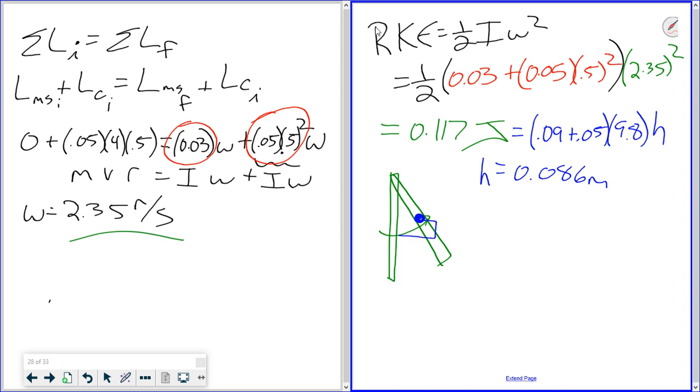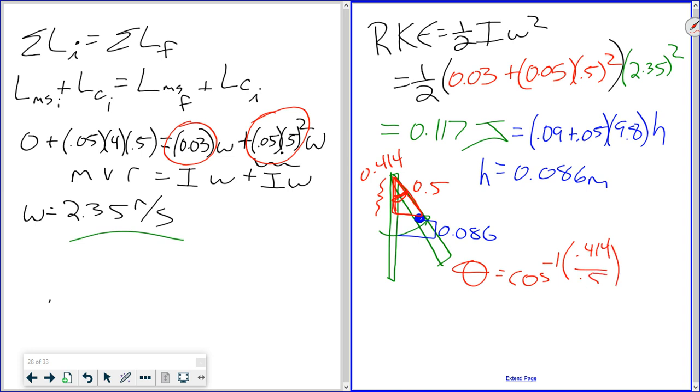So now I've got this little triangle here. My hypotenuse is the 0.5 meters, half a meter stick. If this distance is 0.086, then this distance must be 0.5 minus that. So that turns out to be 0.414. So now I can just do inverse cosine of that. So my angle with the vertical is the inverse cosine of 0.414 over 0.5, and it gives you pretty close to 34 degrees. Okay? And we're almost done.